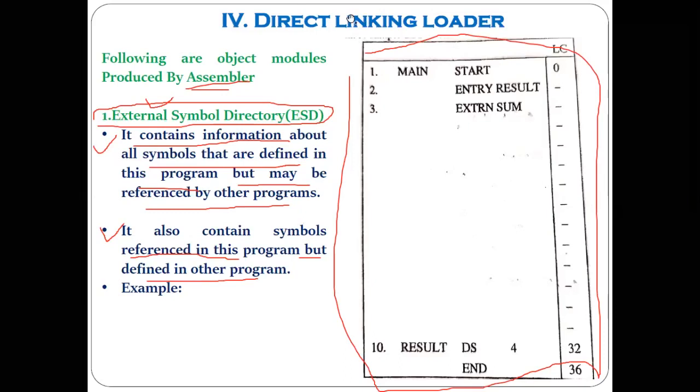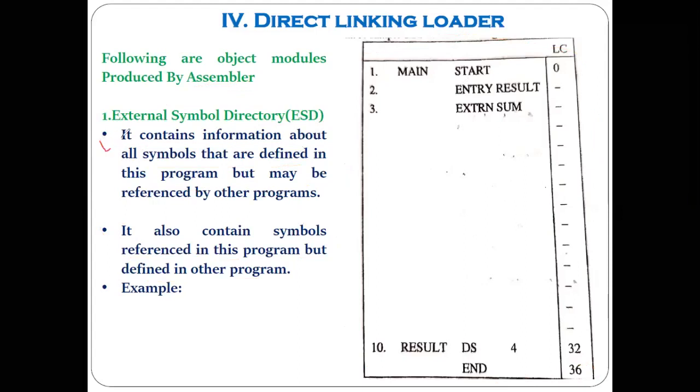Okay. Now related to the first kind of information, which is part of the external symbol directory, it contains the information about all symbols that are defined in the program but may be referenced in the other program. Now in this program, the variable which is declared with entry is considered a publicly declared variable. So here result is the publicly declared variable. This symbol is defined in this particular program, and it can be utilized in the other program. It is shown here with the keyword entry. So result is the publicly declared variable.